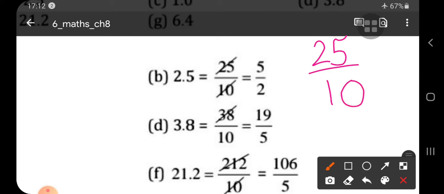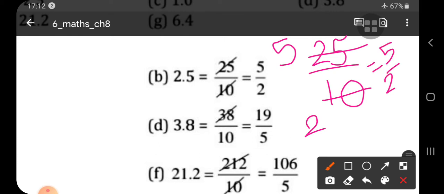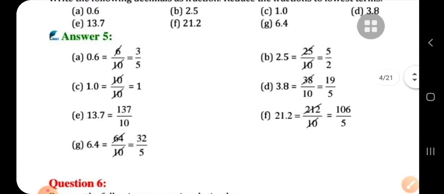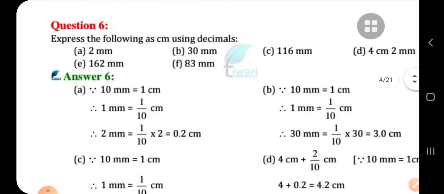Here 25 upon 10. Solve it out. 5 5s are 25, 2 5s are 10. So it's 5 upon 2. Same way you have to solve all the examples. It's very easy. Remaining examples are in the homework.